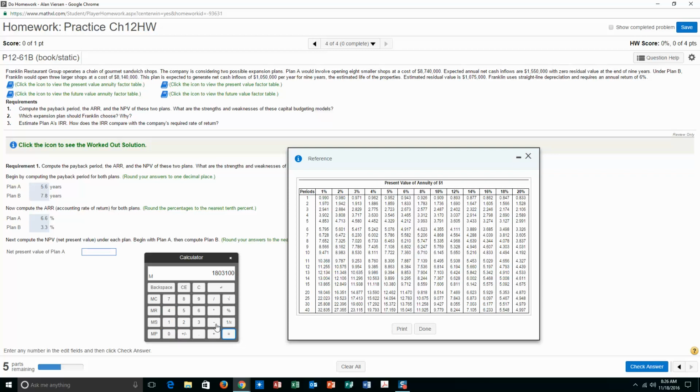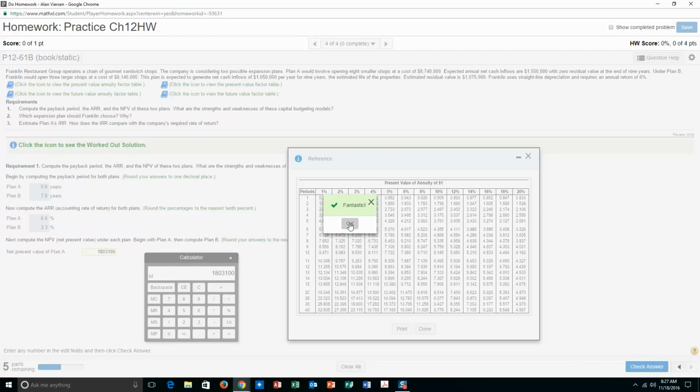And so my net present value is going to be, and I'll use my little arrow, 1,803,100. And what does that mean? That means that I'm 1,803,000 over the 6%, which is my annual required return. So let's check my answer.